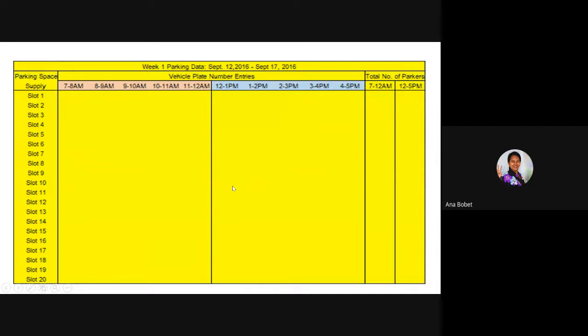Okay, so what they did is survey per parking slot or bay area. So slot 1 to slot 20 or bay 1 to bay 20. So sa bay 1 to 20, gitanaw nila kung pilay nagpark o kisa nga plate number ang nagpark sa 7 to 8 until 11 to 12. So that's morning kay ang color kay peach. Then blue is for afternoon. So that at the end of the day, ilang gitotal ang parker sa buntag and ang parker sa hapon.